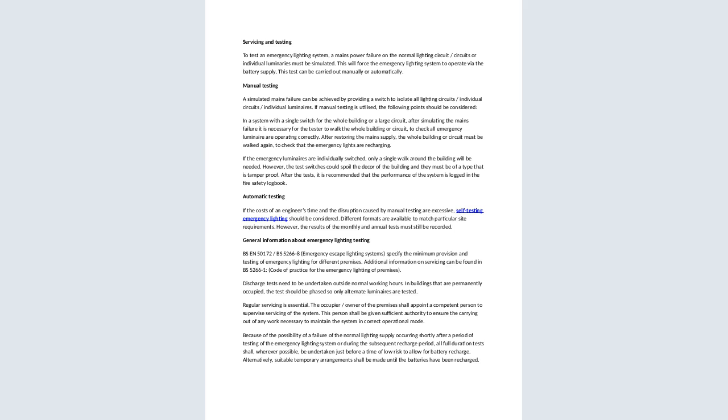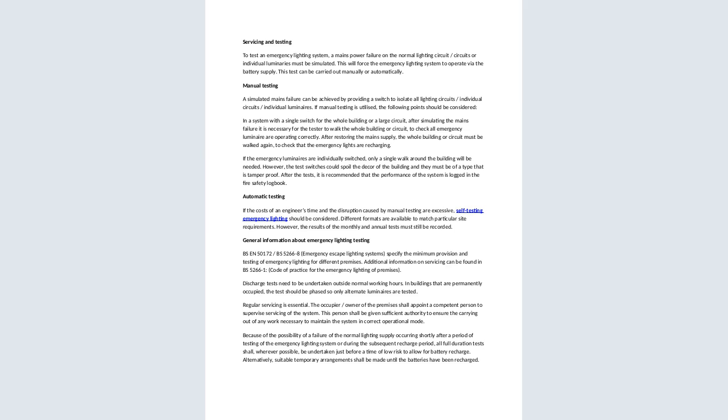So what is manual testing? A simulated mains failure can be achieved by providing a switch to isolate all lighting circuits, or individual circuits, that is individual luminaires. If manual testing is utilized, the following points should be considered.